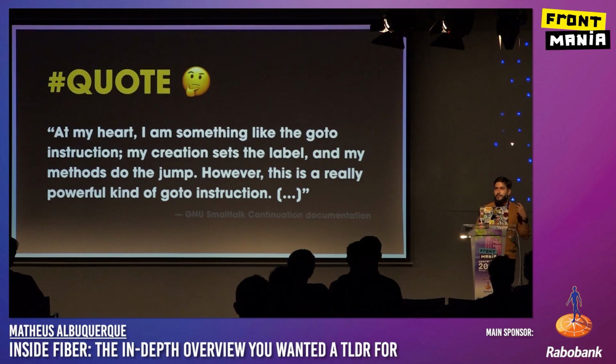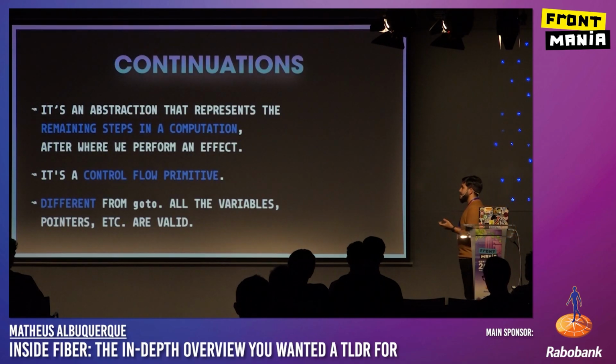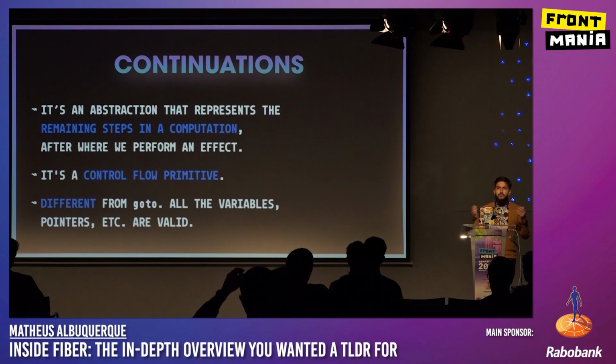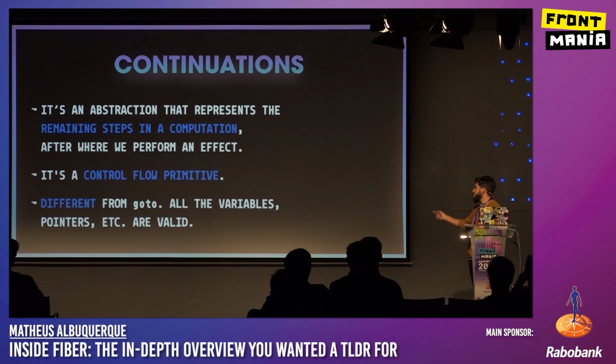And I know it's scary to hear about goto, and it feels like, okay, we went past this decades ago, right? But basically, a continuation is an abstraction, as we saw in the effect handlers, that represents the remaining steps in the computation. It's nothing but a control flow primitive like ifs, elses, while loops, and so on. But the difference from goto is that one of the most harmful things about goto is that we lose context when jumping. In continuations, we have variables, we have pointers, and we have all the context. And they enable us to do a lot of things.